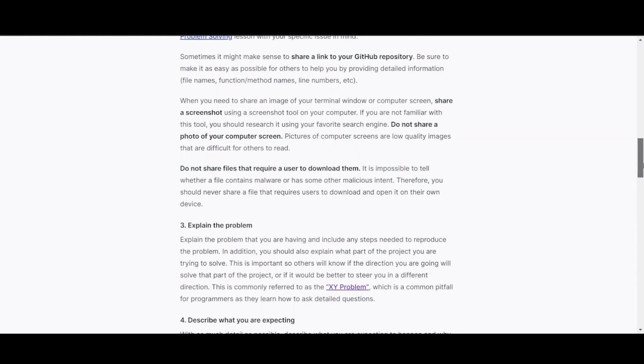Sometimes it might make sense to share a link to your GitHub repository. Be sure to make it as easy as possible for others to help you by providing detailed information, file names, function/method names, line numbers, etc.